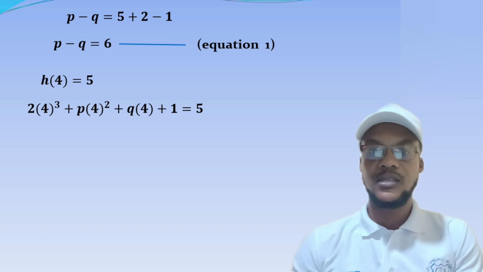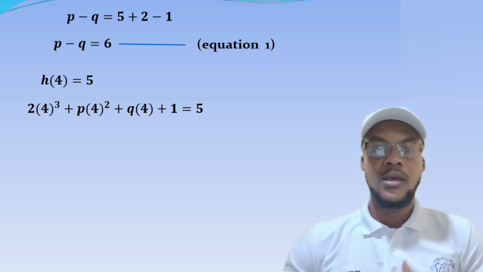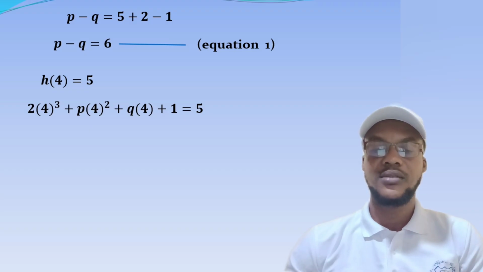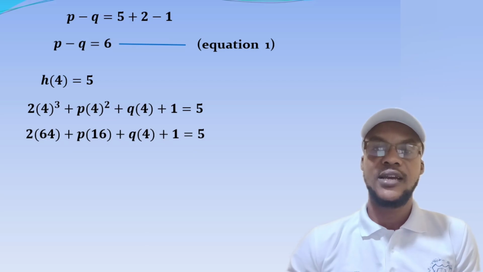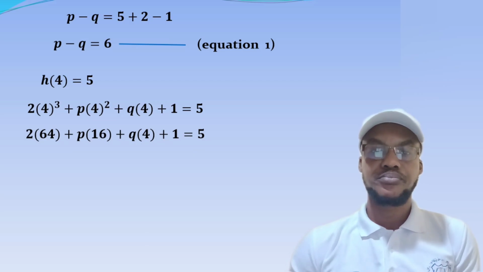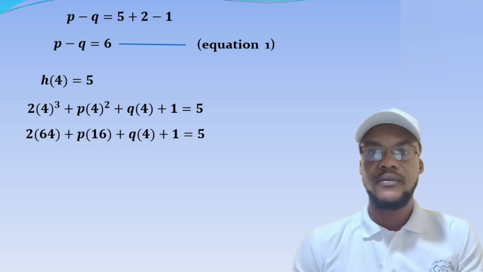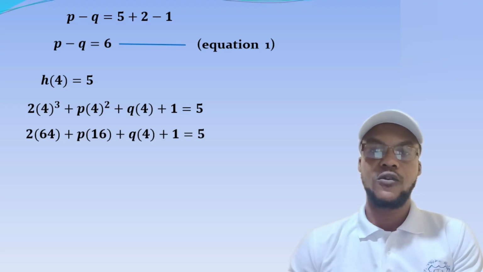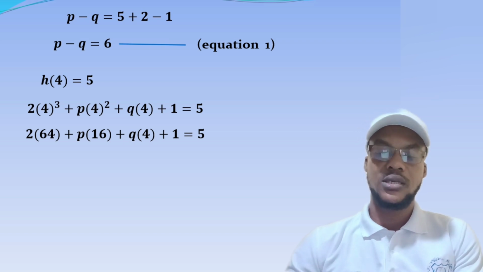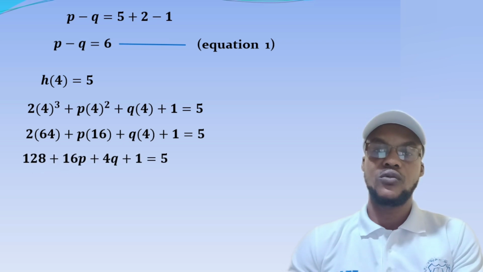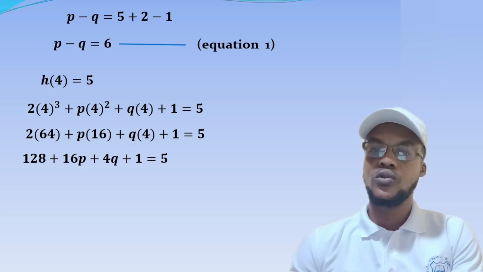As you can see, you put 4 in place of x. Wherever you see x, you put 4 there, and if you simplify, you are going to get 2 multiplying 64, because 4 exponent 3, or 4 cube, gives us 64. And then we also have 4 squared, which gives 16. Then we have 4 there. So let's multiply, and we are getting 128 plus 16p plus 4q plus 1 is equal to 5.